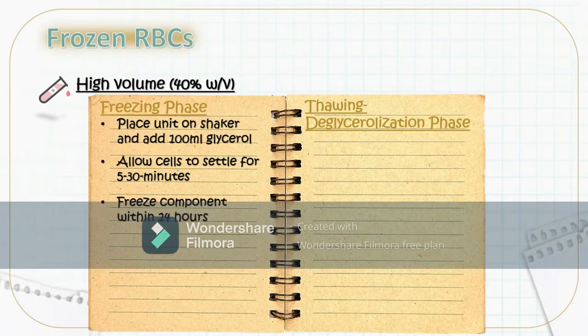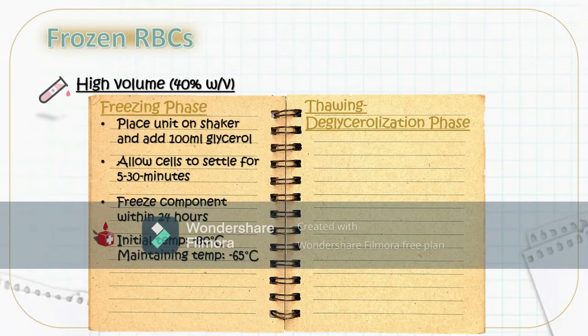Once the glycerolization is done, the packed red blood cells could now be frozen at an initial temperature of negative 80 degrees Celsius. Remember that from the time of the addition of glycerol, the blood unit should be frozen within 24 hours. For its storage, again, the initial temperature will be at negative 80 degrees Celsius, and the temperature for the rest of the storage period should be maintained at negative 65 degrees Celsius.